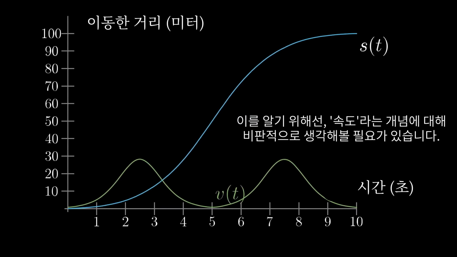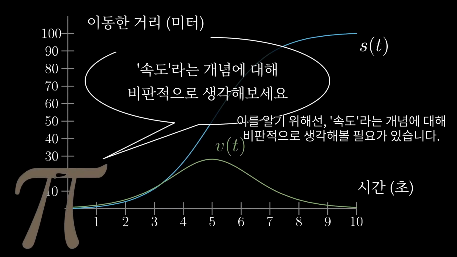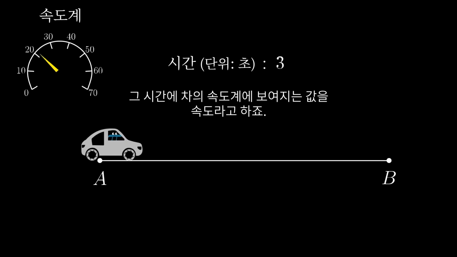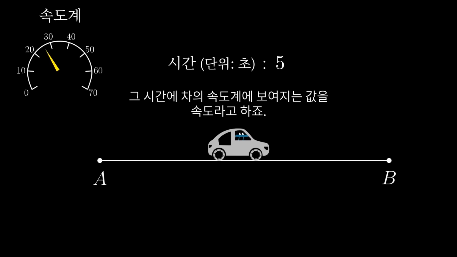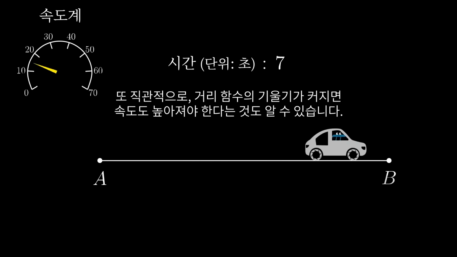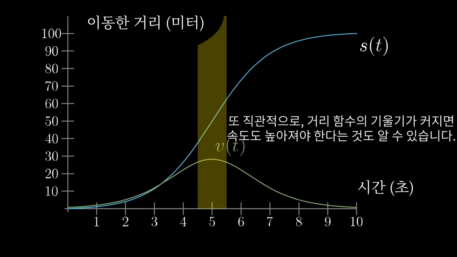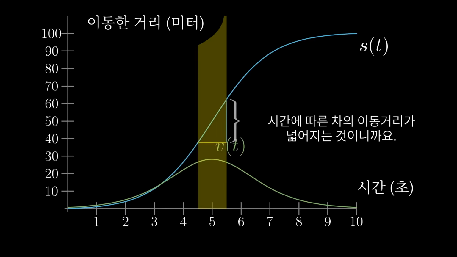And to do that, it's worth taking a moment to think critically about what exactly velocity means here. Intuitively, we all might know what velocity at a given moment means. It's just whatever the car's speedometer shows in that moment. And intuitively, it might make sense that the car's velocity should be higher at times when this distance function is steeper, when the car traverses more distance per unit time.